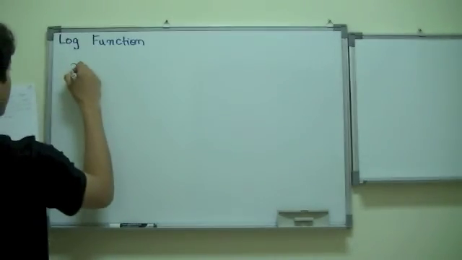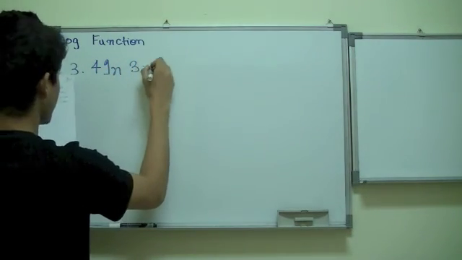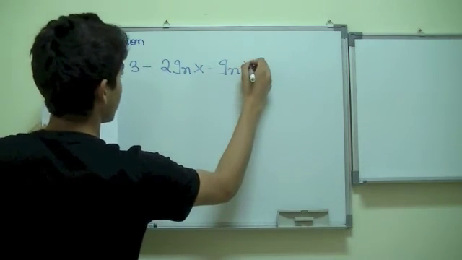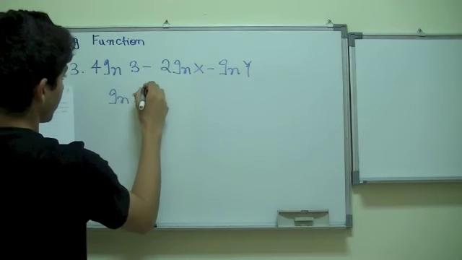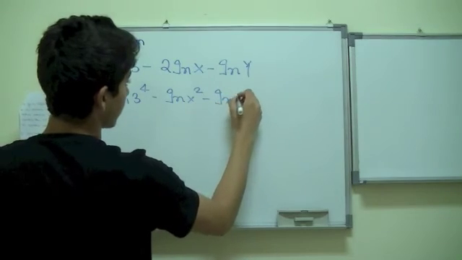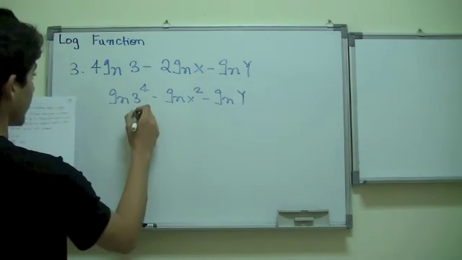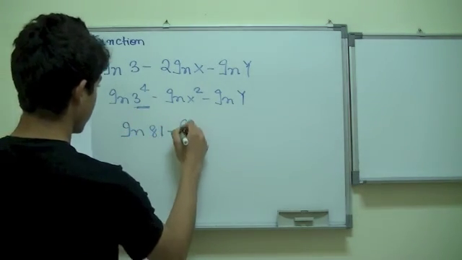The third example that we talk about is 4 natural log 3 minus 2 natural log x minus natural log y. Ooh, that's a lot, right? Do this: natural log of x squared, natural log of y. That was easy.